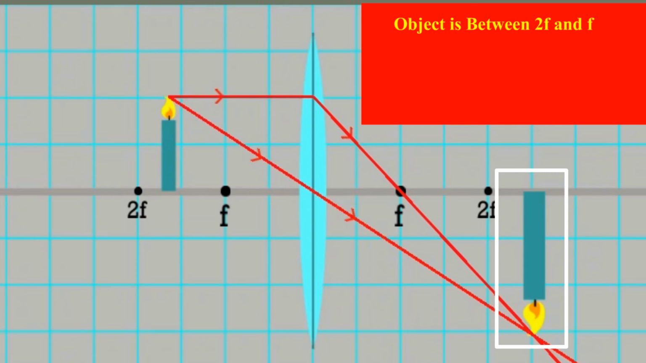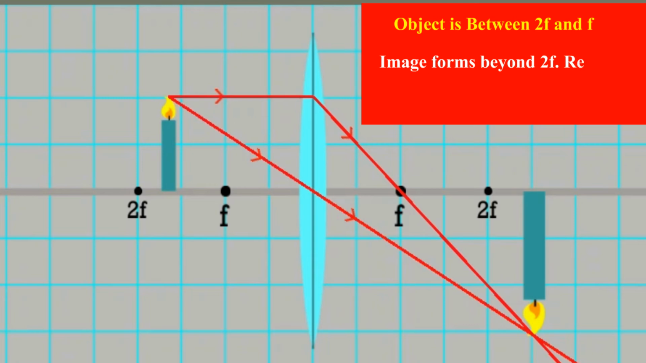So then we can say the image is magnified. What is its nature, sir? Is it a real image or a virtual image? Real image, because the light rays are really meeting. So it is real, inverted and magnified, formed beyond 2f. This is the nature and characteristic of the image.